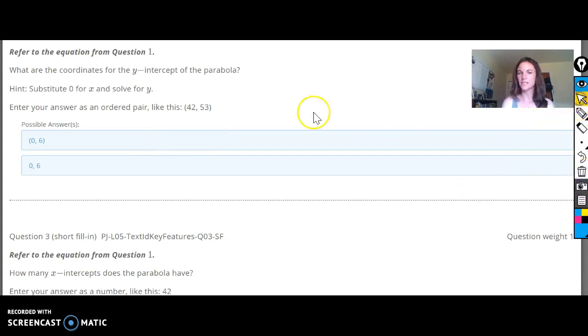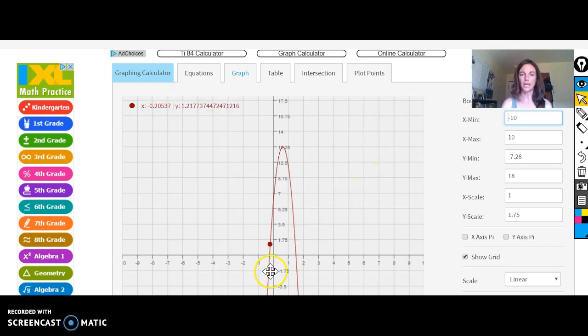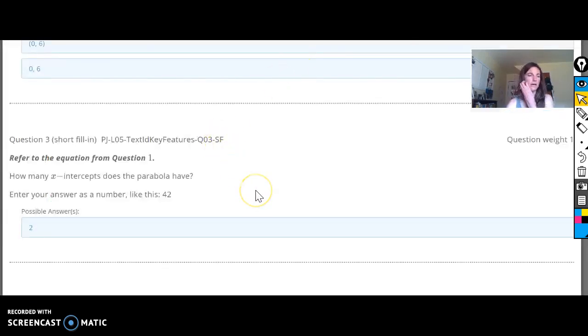Okay. Next question. How many x-intercepts does the parabola have? In other words, how many times does it cross the x-axis? Well, we kind of determined that from the discriminant. We figured out that it was going to cross twice from the discriminant. But let's just check it again. And yeah, we can see that that parabola goes right through that x-axis 2 times. Okay, so there are 2 coordinates for x-intercepts on this parabola. All right, so 2.